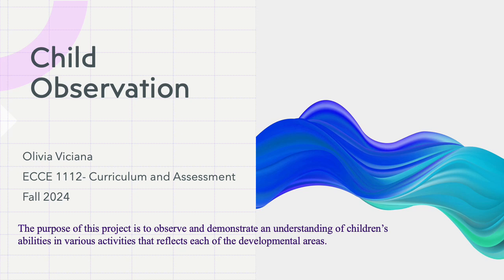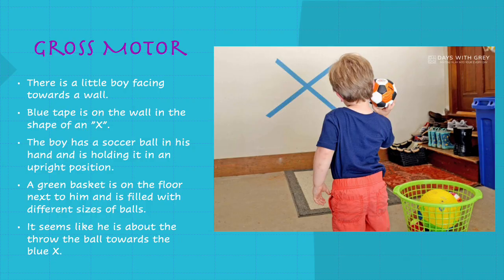My name is Olivia Viciana, and this is my child observation project for the class ECCE 1112 Curriculum and Assessment during the fall semester of 2024. The purpose of my project is to observe and demonstrate an understanding of children's abilities in various activities that reflects each of the developmental areas. The first developmental area is gross motor.